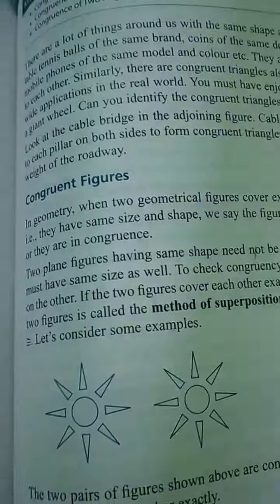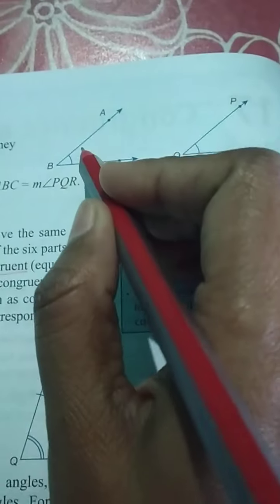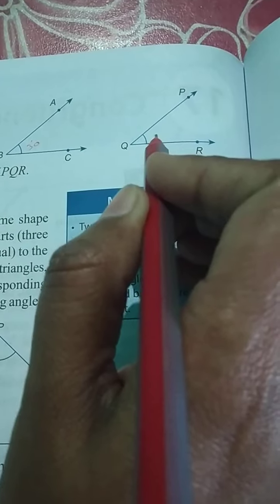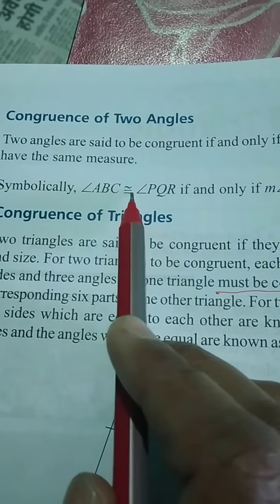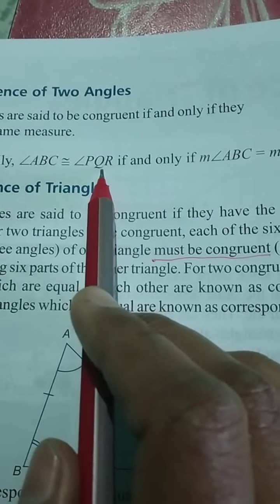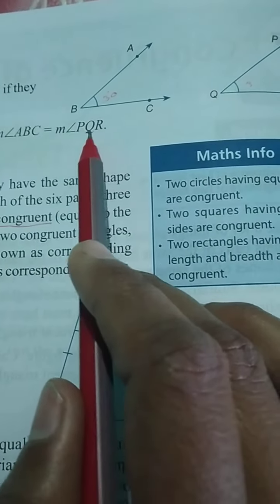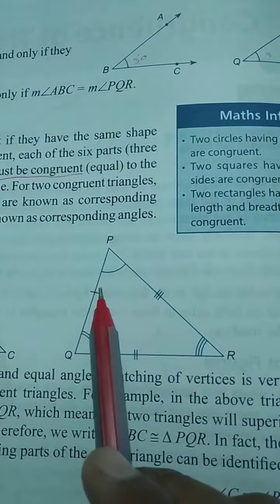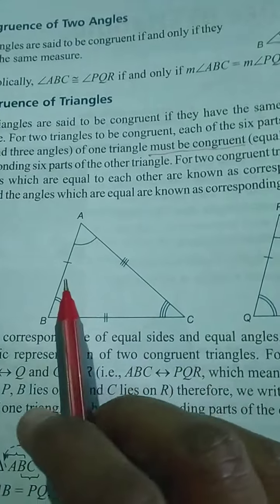Okay. Now there are congruent angles also, students. Two angles are called congruent angles if their measures are equal. Suppose this is 30 degree, then this will also be 30 degree if they are congruent. So we can write it like this: angle ABC is congruent to angle PQR. It means that the measure of angle ABC is equal to the measure of angle PQR. Got it? Now we will discuss the congruence of triangles.